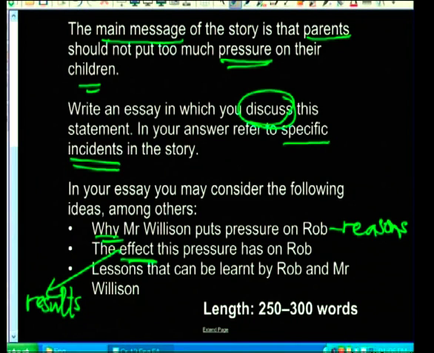And lessons that can be learned by Rob and Mr. Wilson. So the writer leaves us with something to think about in the end. And he leaves us with questions that you need to answer. Questions that you need to debate. Should parents actually place so much pressure on their children? Are they justified in doing so?